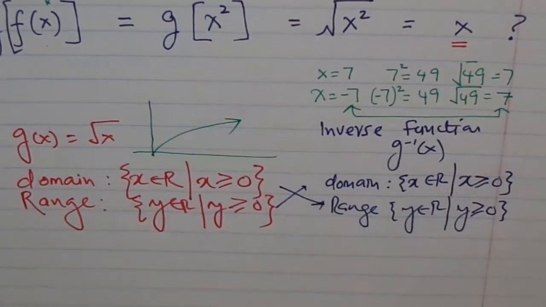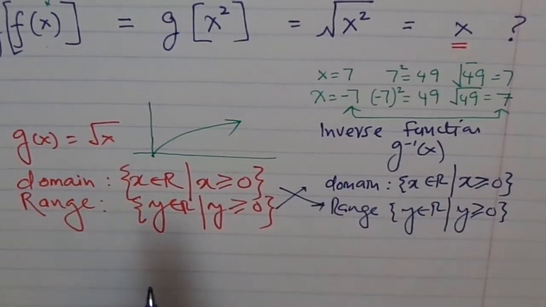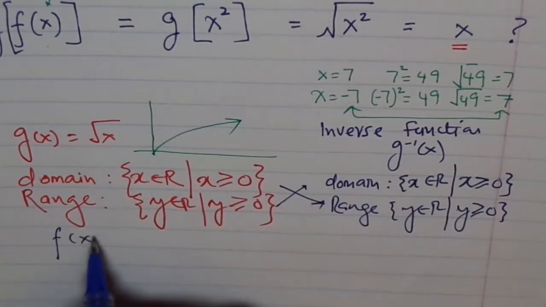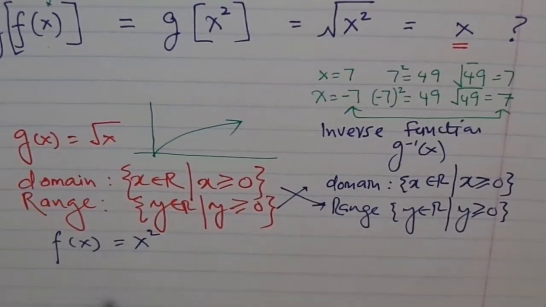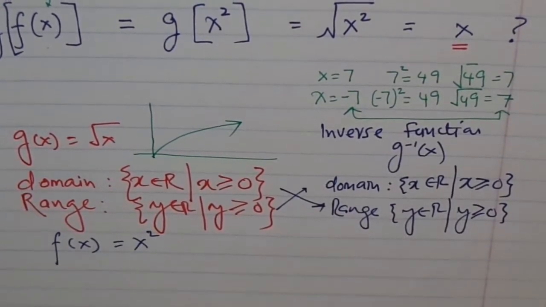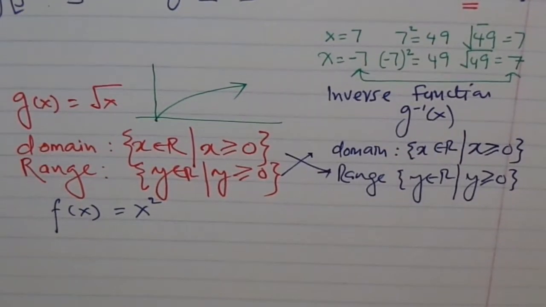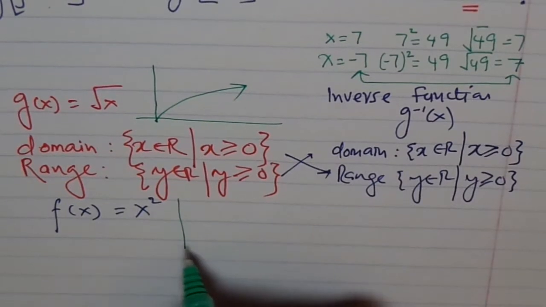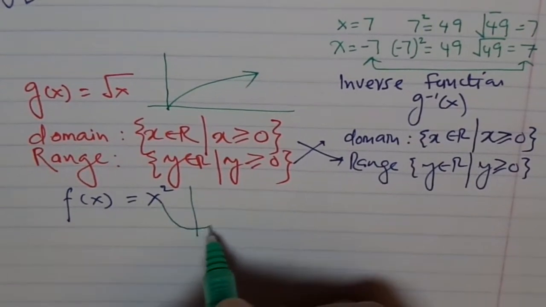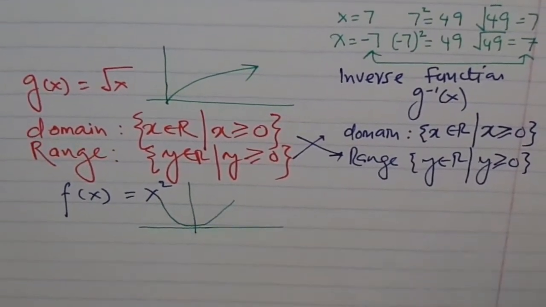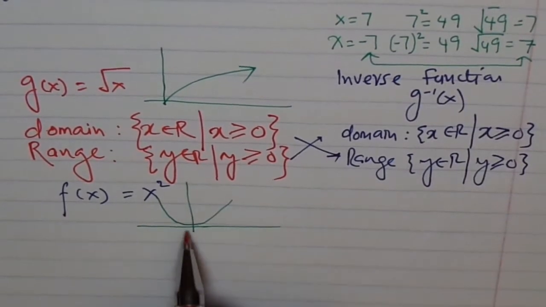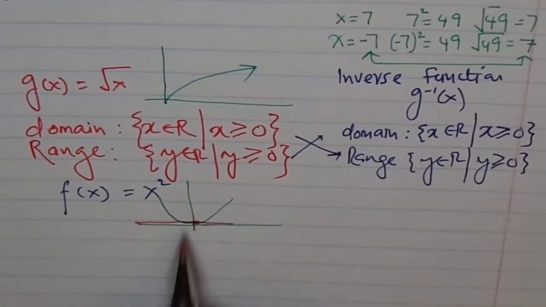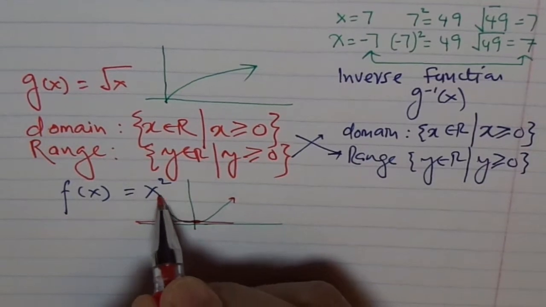But if you try to analyze your function f(x) equals x square, then what is the domain and range of x square? Now, let's draw it. Let's say this is the origin. This is my x square.